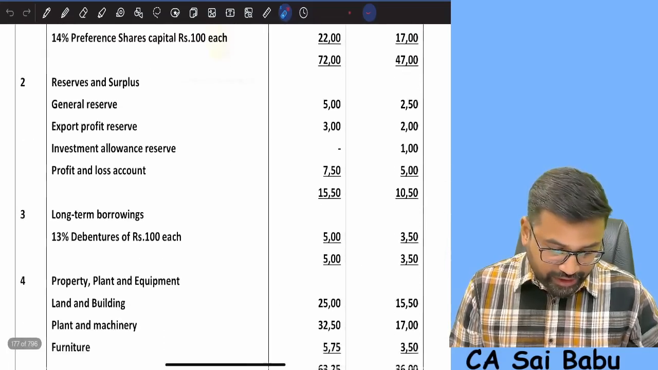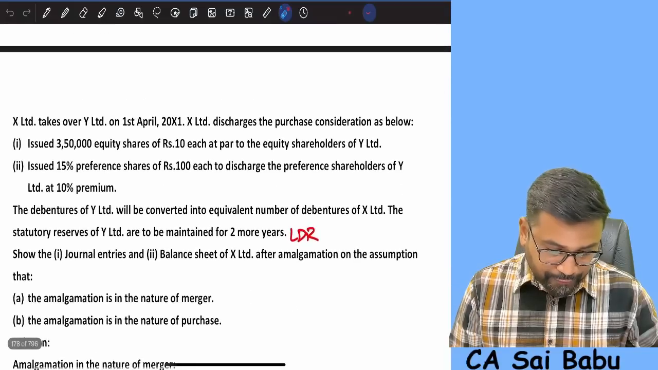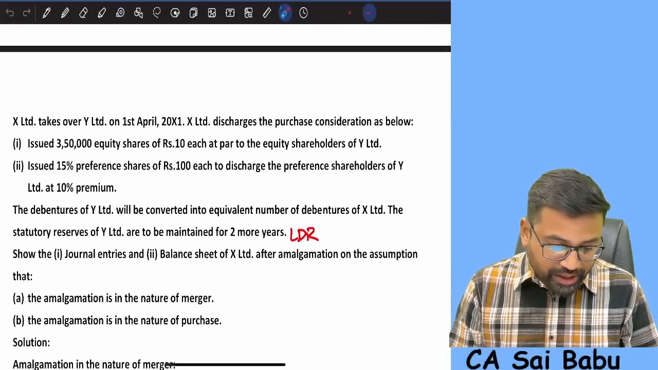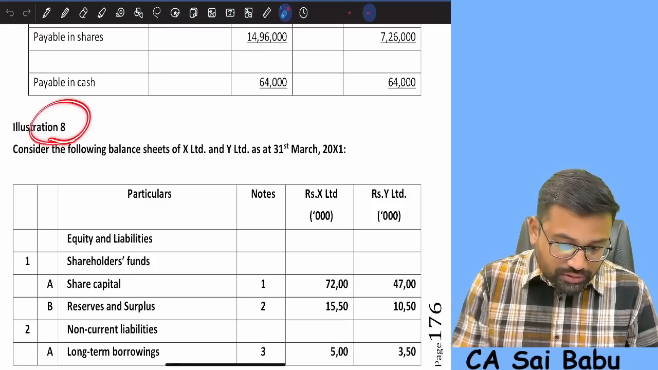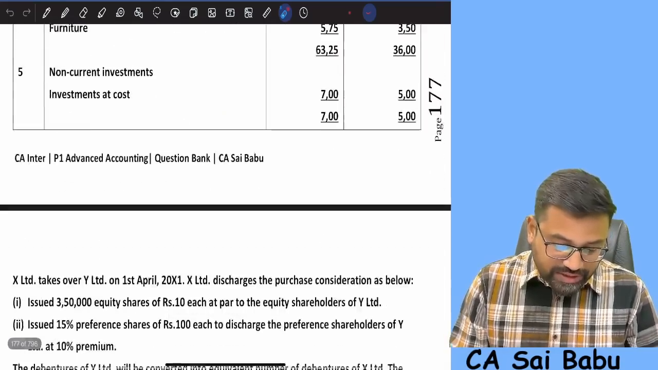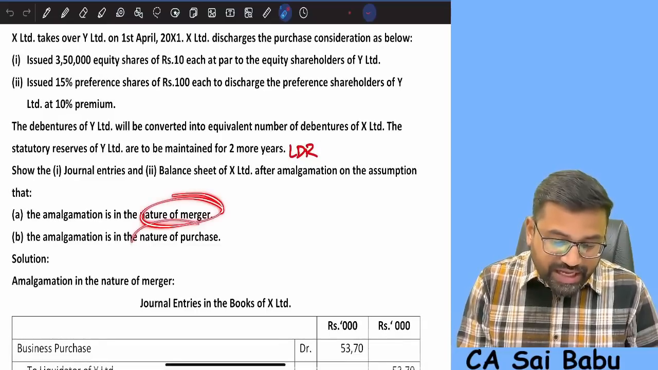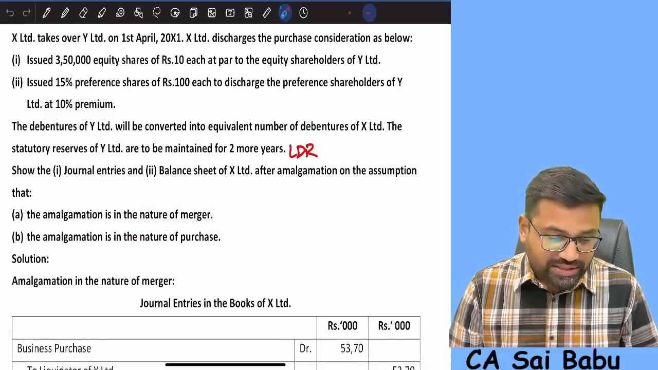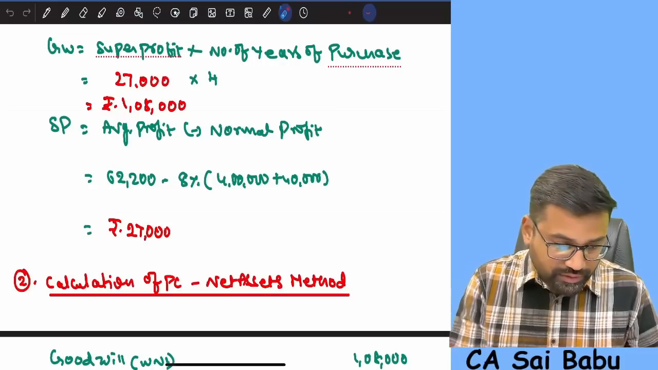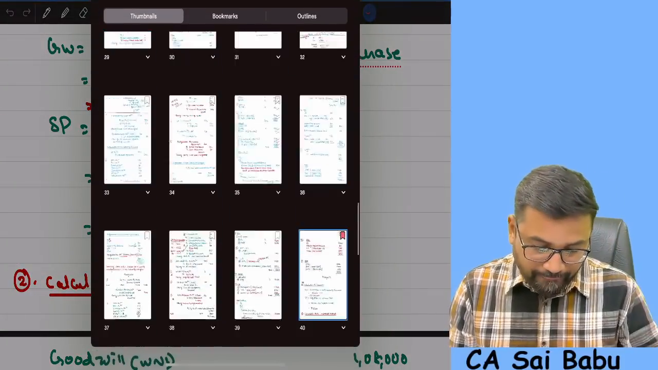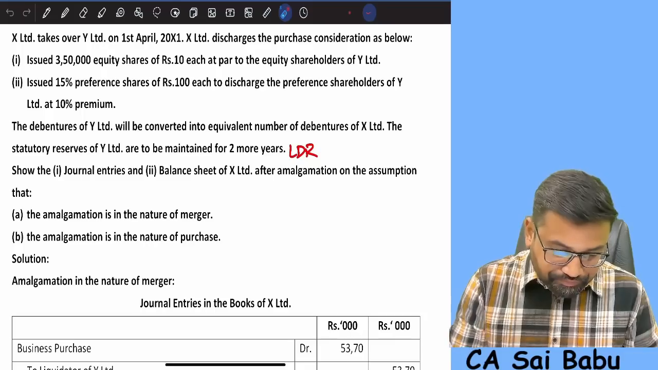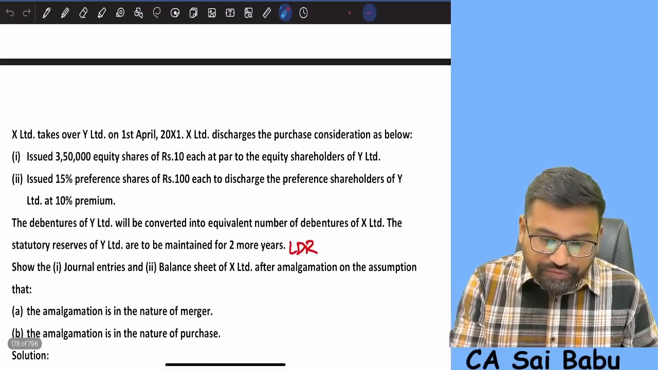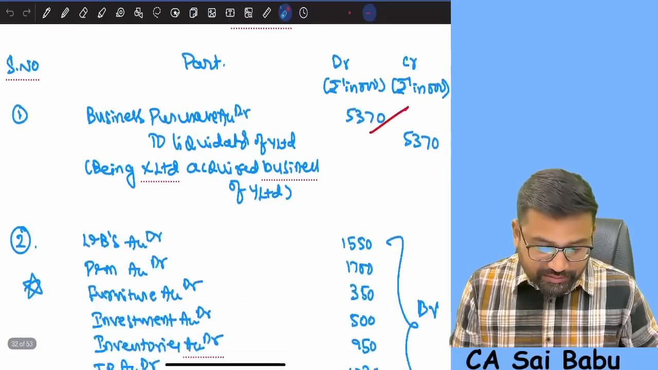Illustration number 8 and 9. You know, illustration number 8. Actually, in this illustration, they have asked both the cases, amalgamation in the nature of merger as well as purchase. Both the cases they have asked. Now, illustration 8, suppose it is amalgamation in the nature of merger.